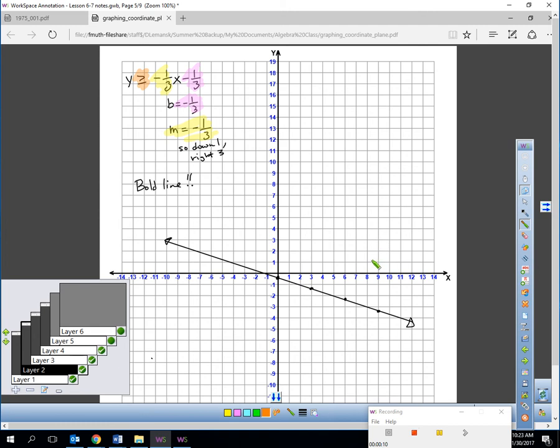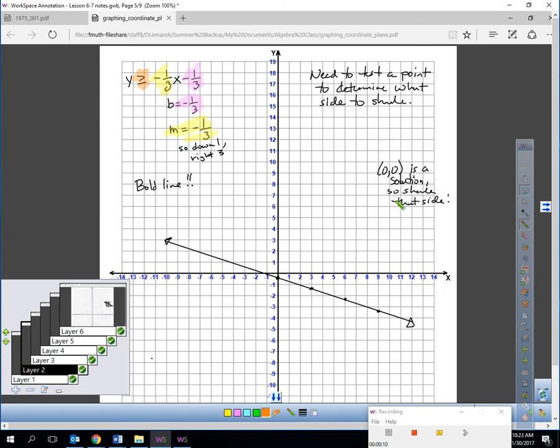Okay, I got to test a point to see which side has the solutions, and the other side has the non-solutions, or the points that don't work. So we got to test a point. You notice how 0, 0 is above my boundary line. 0, 0 is always the easiest point to check on. It's the least math. So let's try 0, 0, plug it in.